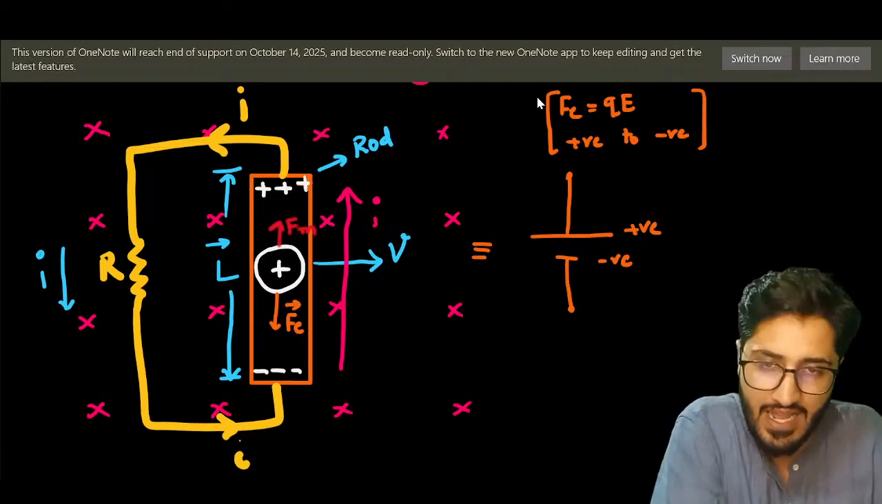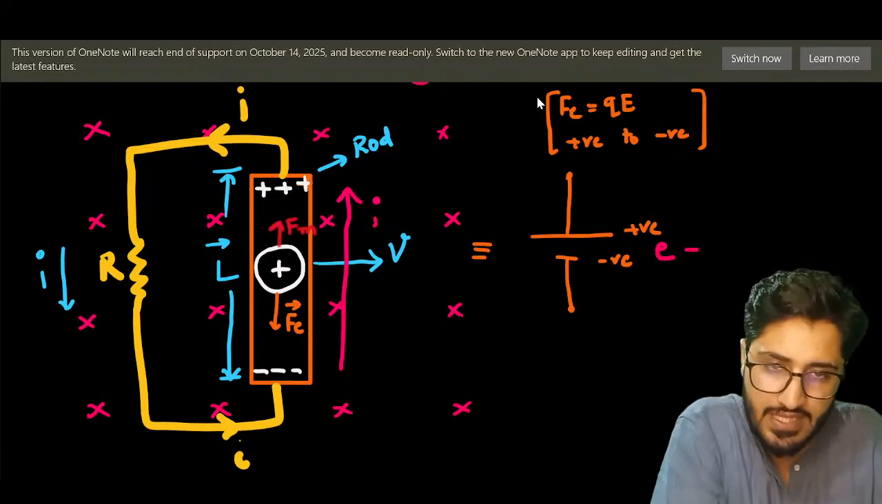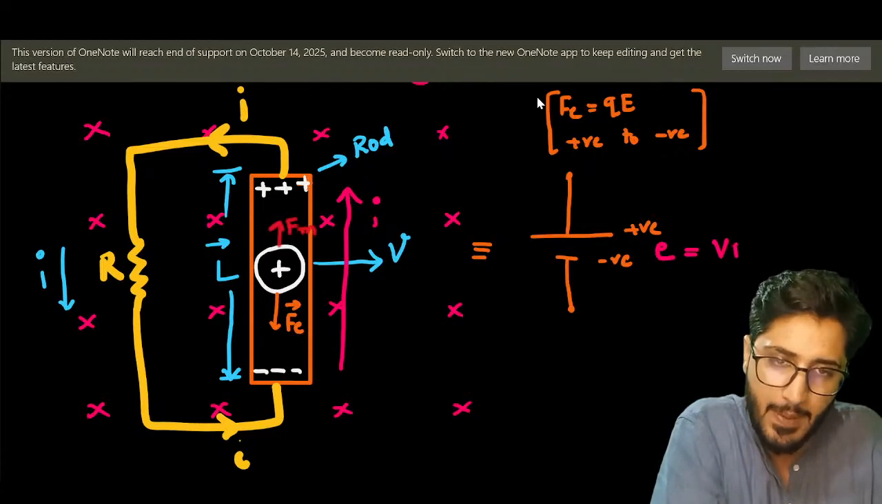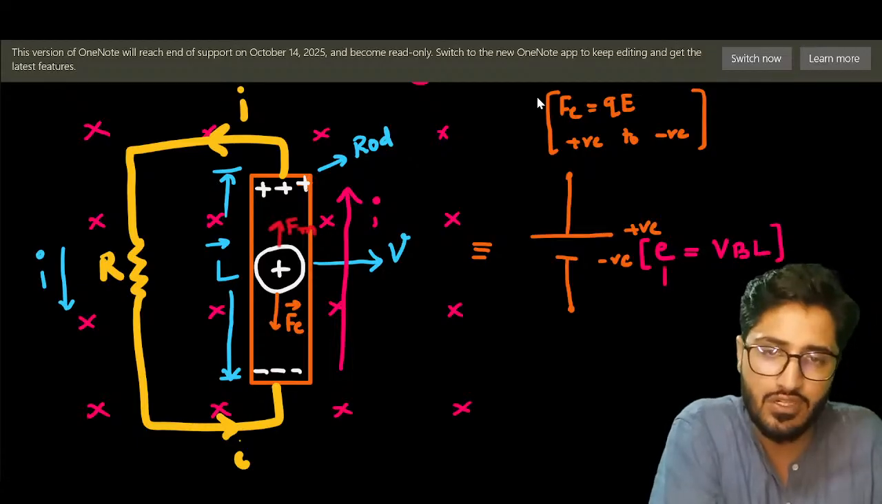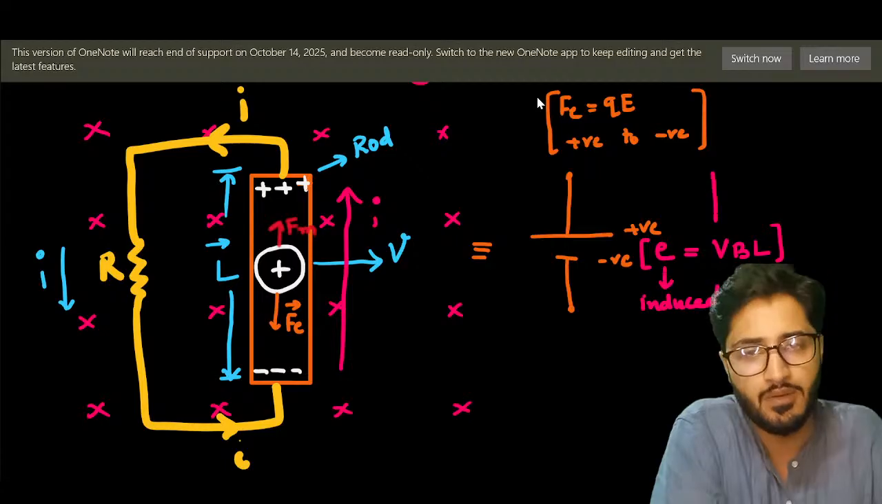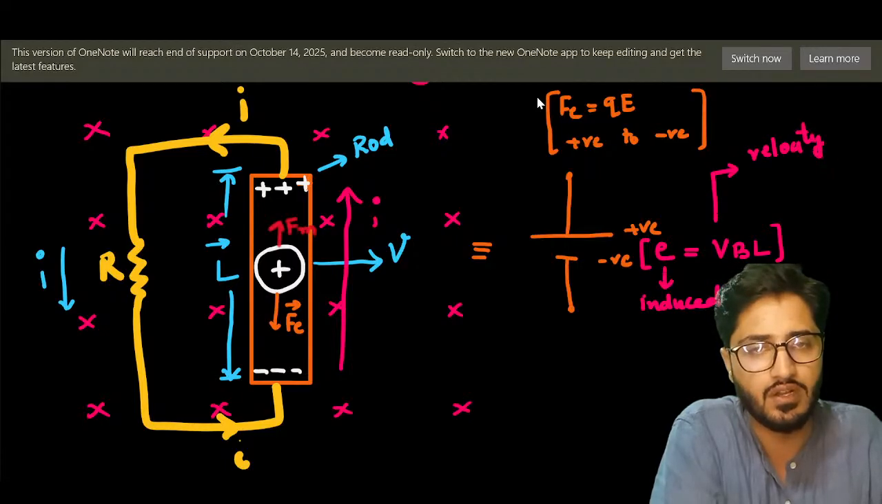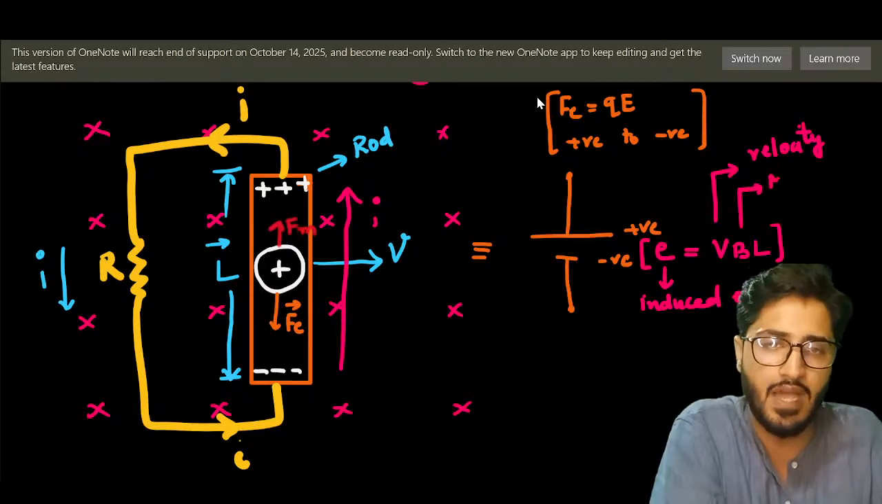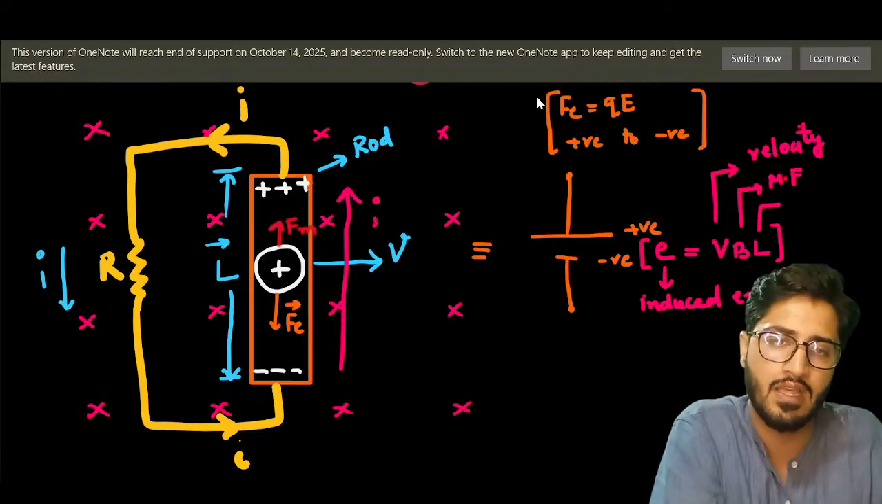And here we have an EMF, and this EMF will be VBL. Sir, what is E? E means induced EMF. V means velocity of your rod. B means magnetic field. L means displacement of length.